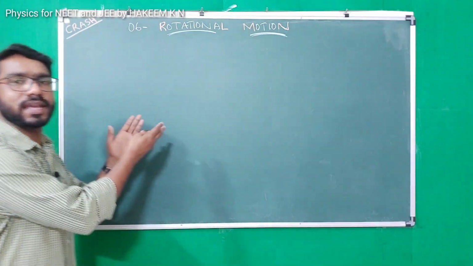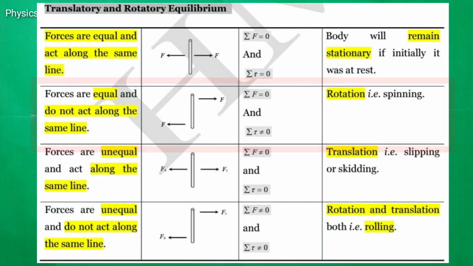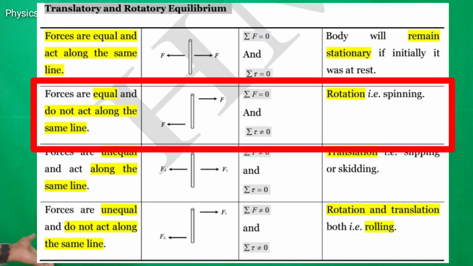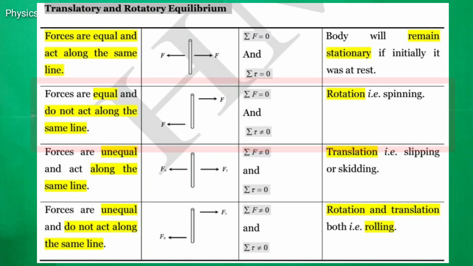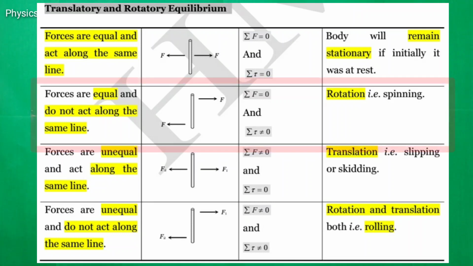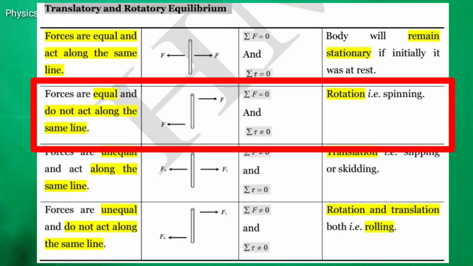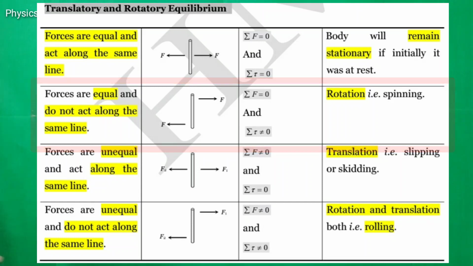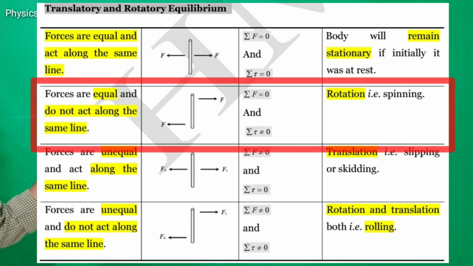Now you can see the second case. Forces are equal, but they act at different lines. They do not act along the same line. Then what happens? Then also the net force on the body is 0 because the forces act equal and opposite. So net force is 0, but the rod will start to rotate.